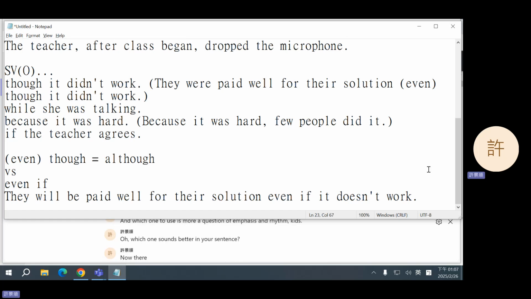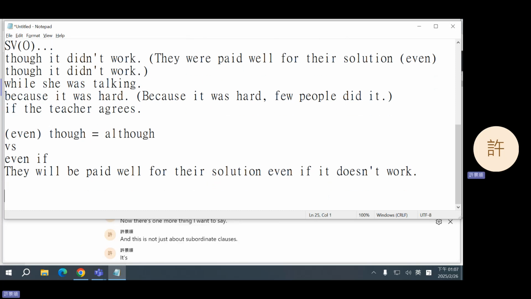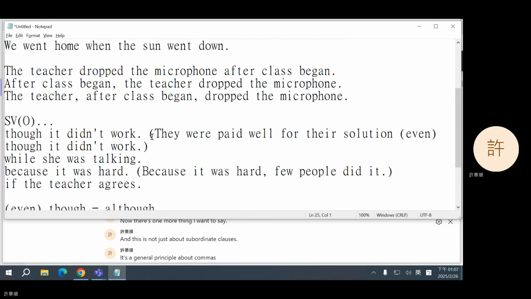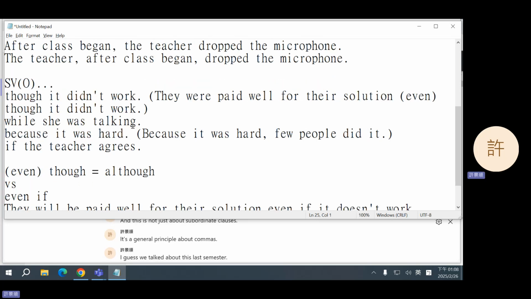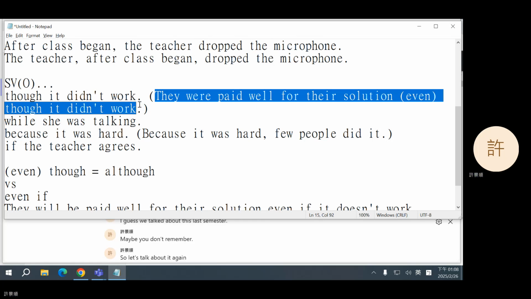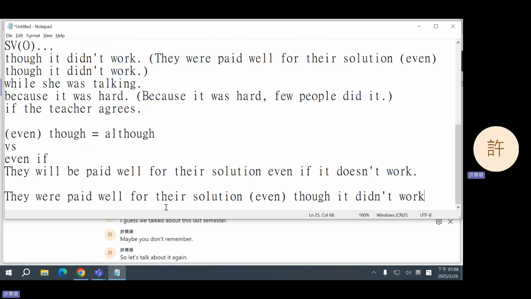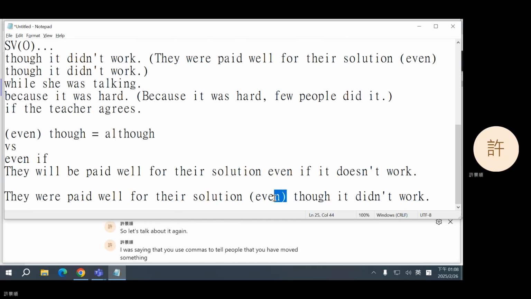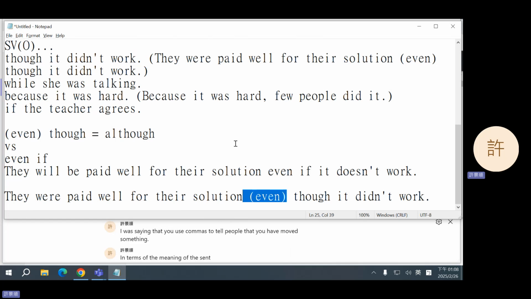Now, there's one more thing I want to say. And this is not just about subordinate clauses. It's a general principle about commas. I guess we talked about this last semester. Maybe you don't remember. So let's talk about it again. I was saying that you use commas to tell people that you have moved something. In terms of the meaning of the sentence, that is true.